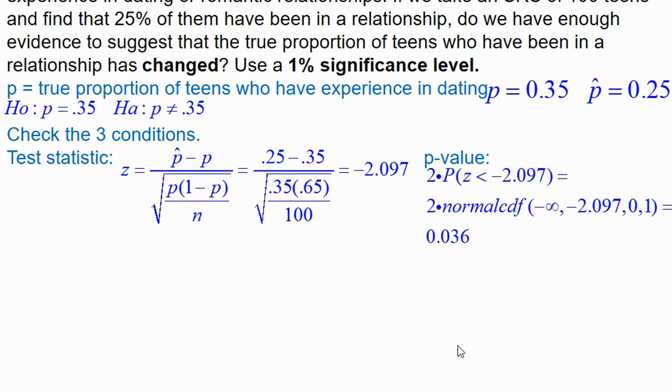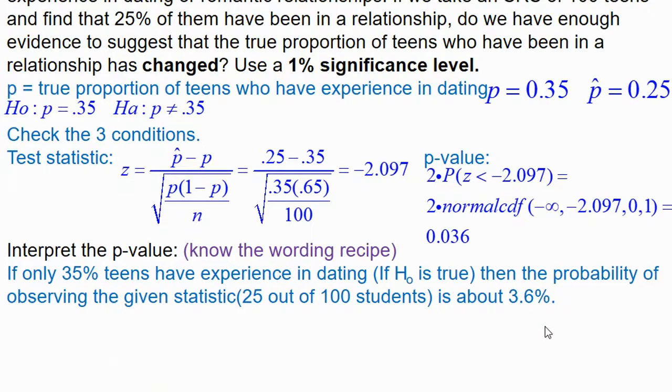So here's what you're going to have to do. For the not equal to symbol, you're going to have to do the probability that z is less than negative 2.09. So we're using the less than symbol, but we're going to multiply by 2. The reason you have to multiply by 2 is because when you have a not equal to, you're actually testing both. You're testing to see if it's less than 35% or more than 35%. So the best way to do that is just find the probability that z is less than negative 2.097 and then just multiply it by 2.